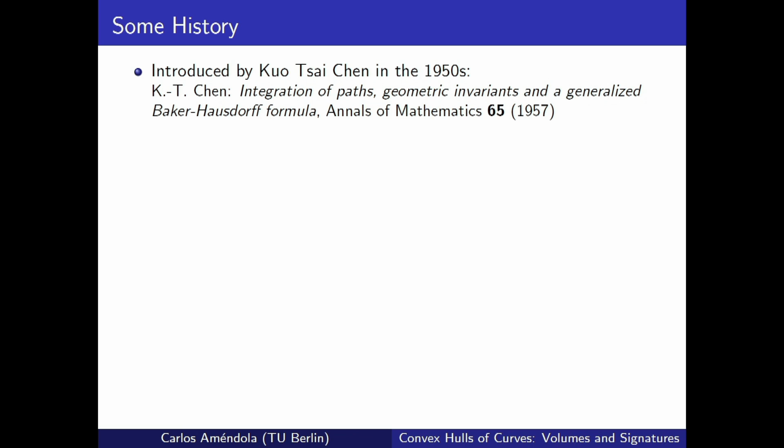I want to mention a little bit of the history. The historical remark is that these were introduced by Chen in the 50s. He was thinking of things like geometric invariance and the generalized Baker-Hausdorff formula.